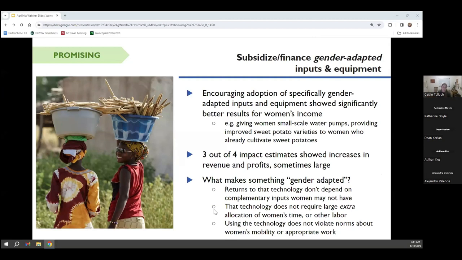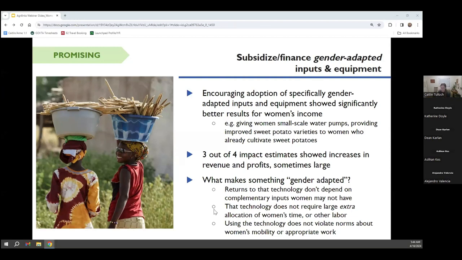There were three criteria that we could discern that seemed to be responsible for high impacts of these particular programs. And those three are, firstly, returns to that new technology, again, using that in an economic sense to refer to the new technique or equipment or whatever. Returns to that technology can't depend on complementary inputs that women may not have. So for instance, if I'm giving you a new varietal of rice, but that rice requires a huge amount of additional water compared to what the usual variety was that you used, it wouldn't meet this criteria.